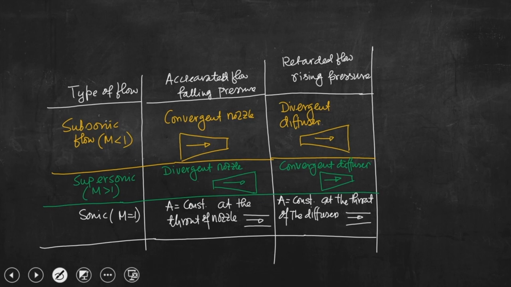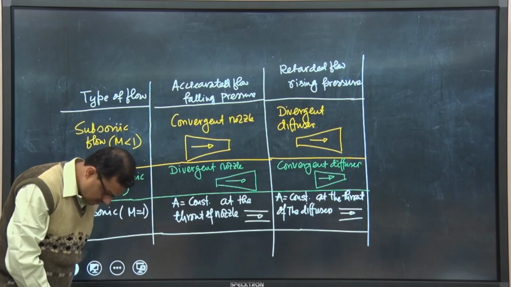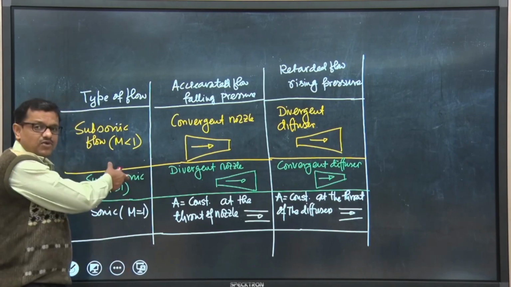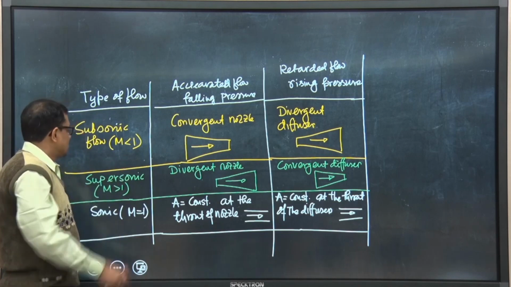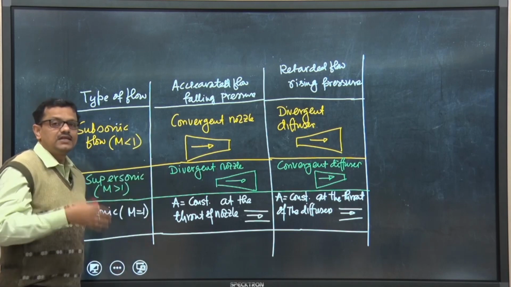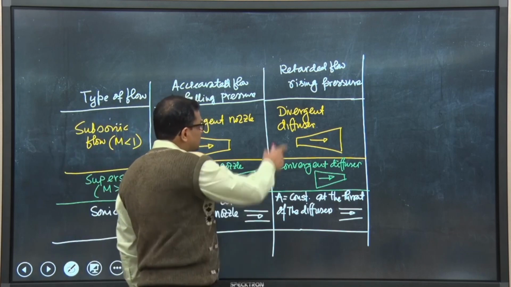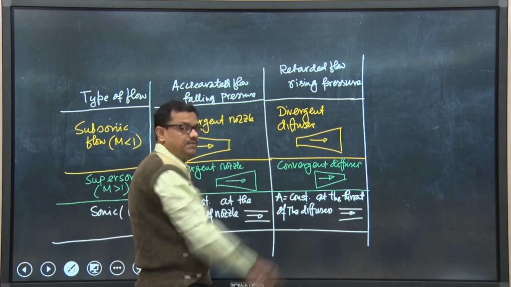So, now having this discussion, what we can see is that if the flow is subsonic, if the duct is convergent, we can tell something more from this particular table. So, if the flow is subsonic, duct is convergent type, then it is definitely a nozzle. If the flow is subsonic, duct is of divergent type, it is a diffuser.